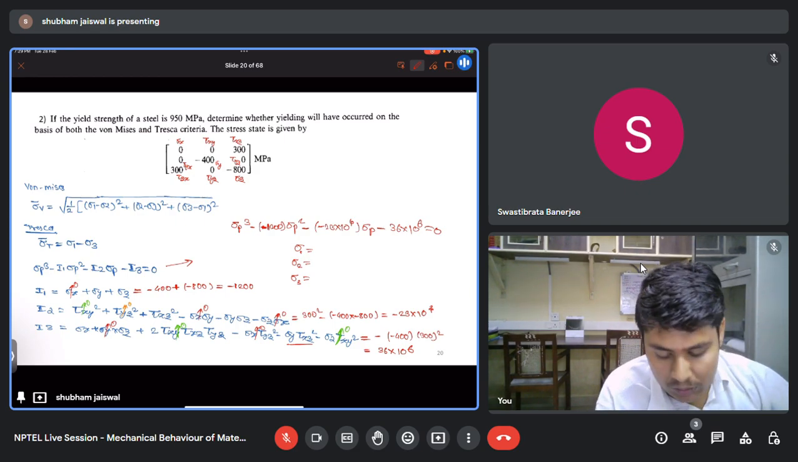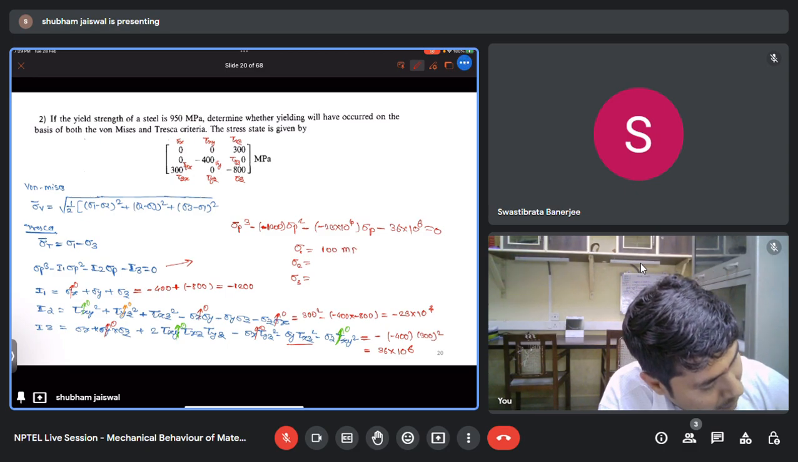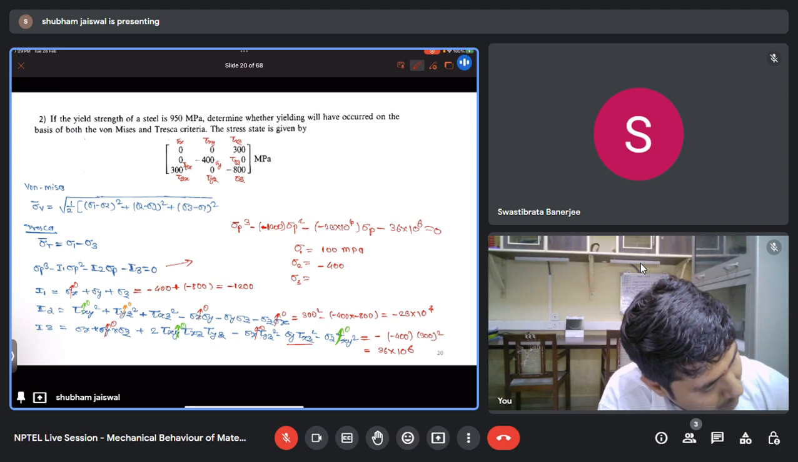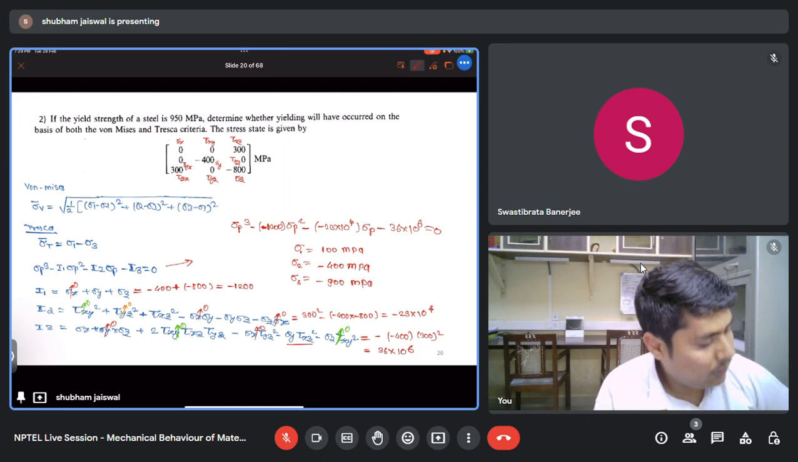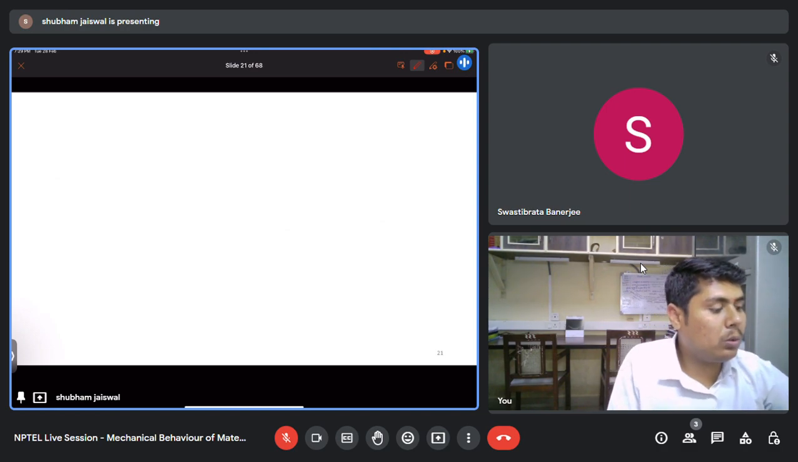So sigma 1 comes out to be 100 MPa, sigma 2 comes out to be minus 400 MPa, and sigma 3 comes out to be minus 900 MPa. So now if I put this value of sigma 1, sigma 2 and sigma 3.